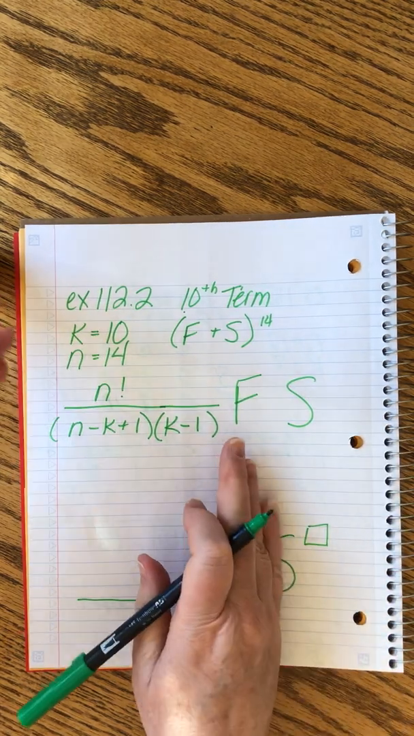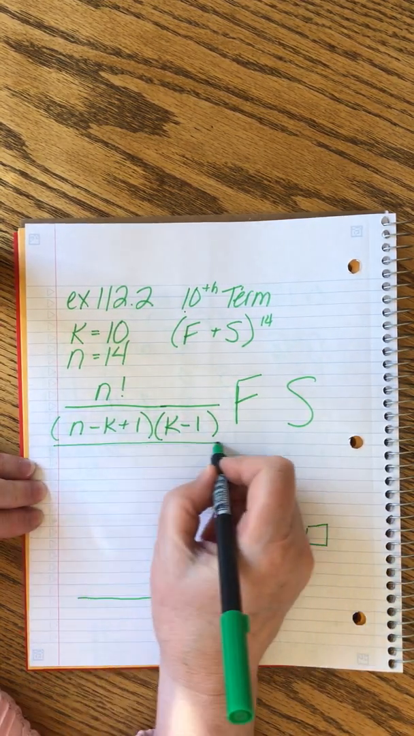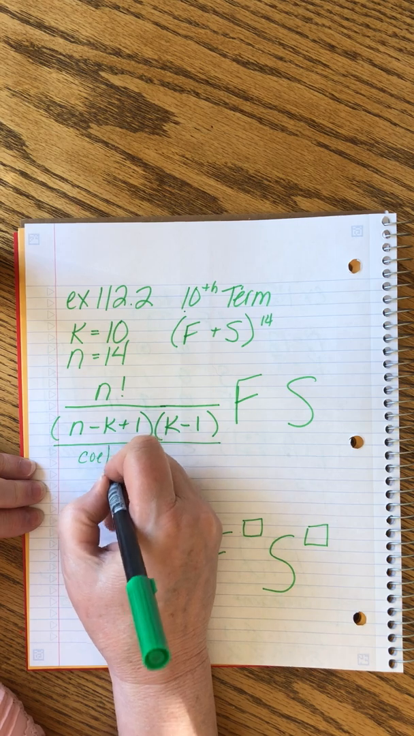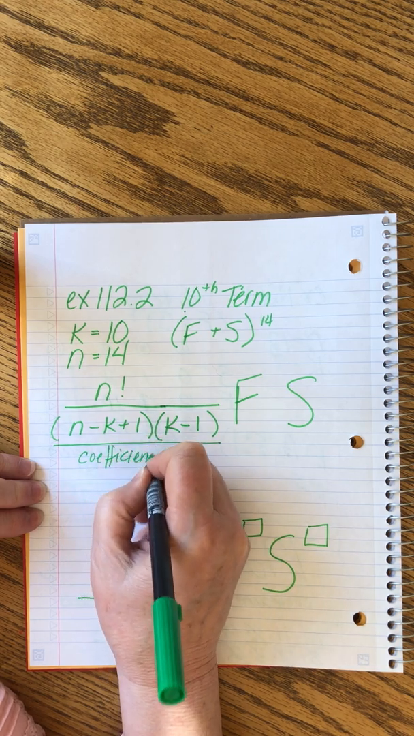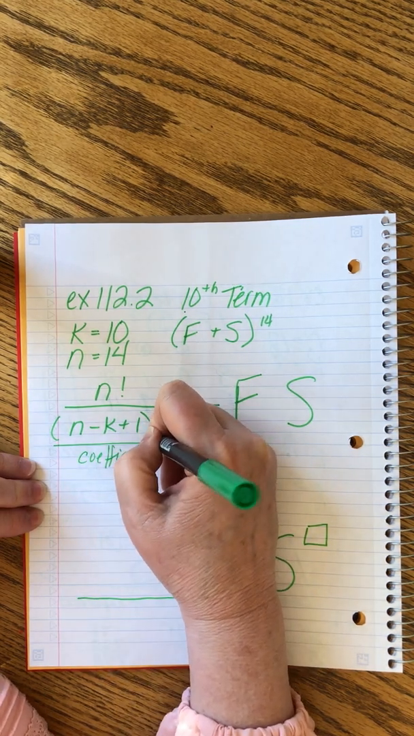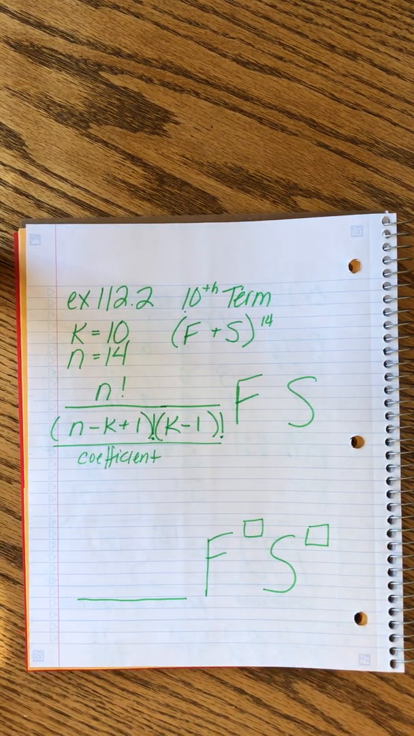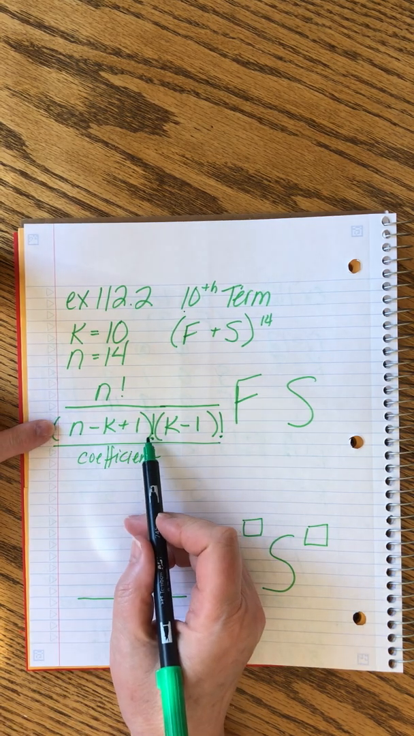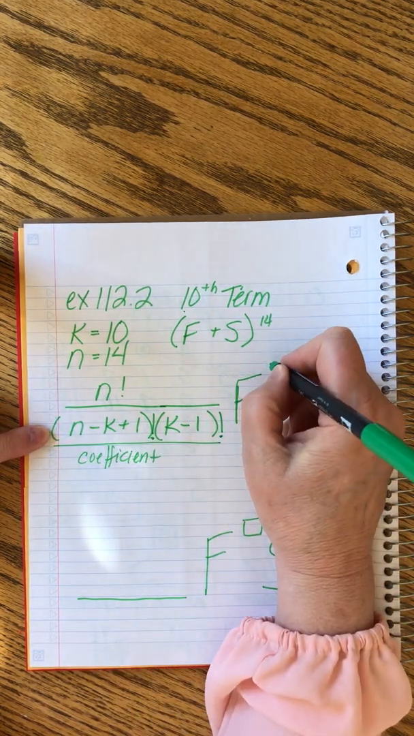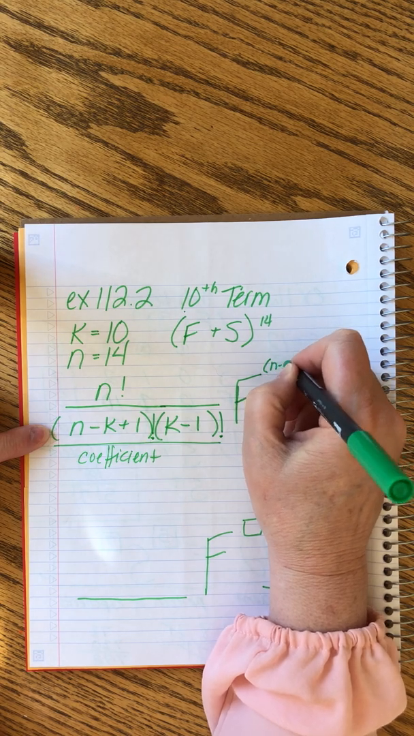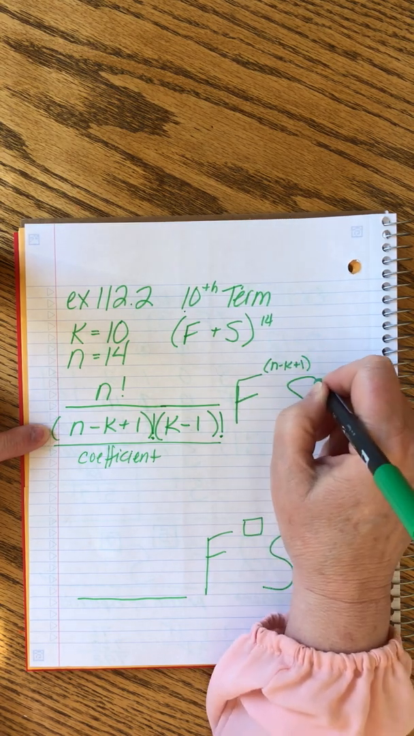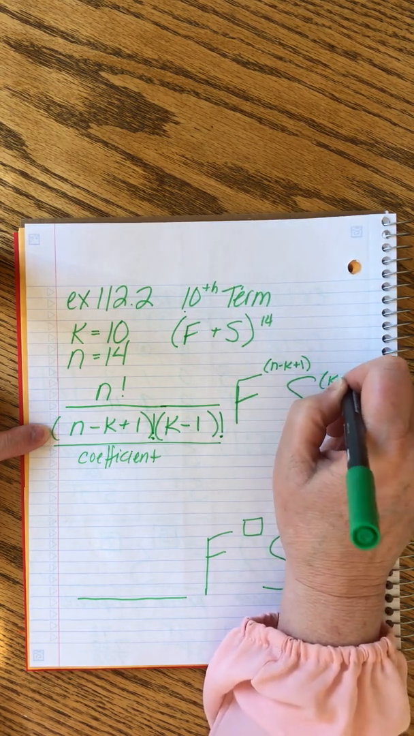Okay, and just to remind you, this is the coefficient. Oh, I forgot to put the factorial markers in there. Right? All three pieces are factorials. But this first number is the exponent that goes up here. So it's n minus k plus 1. And this one is k minus 1.